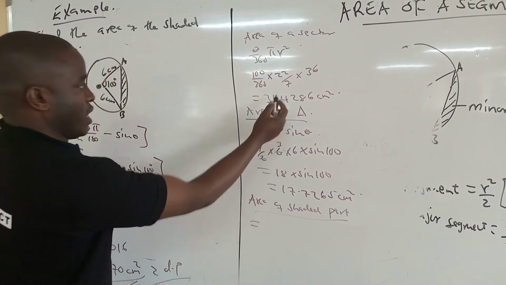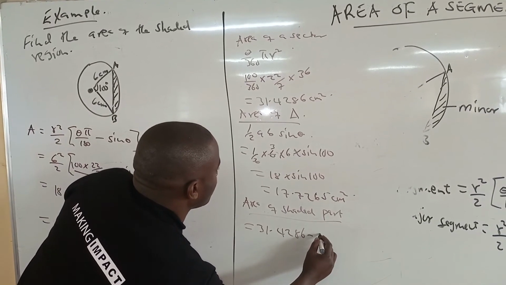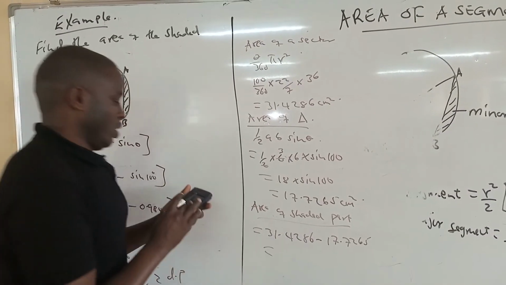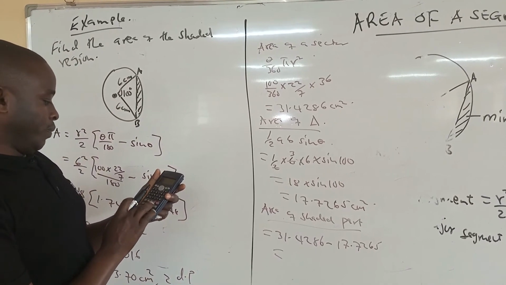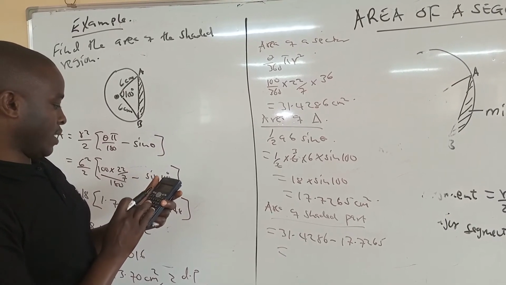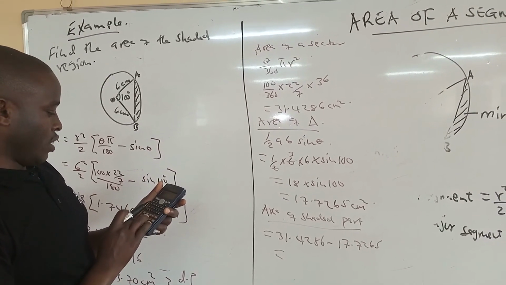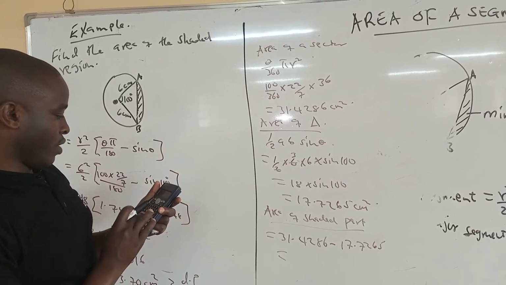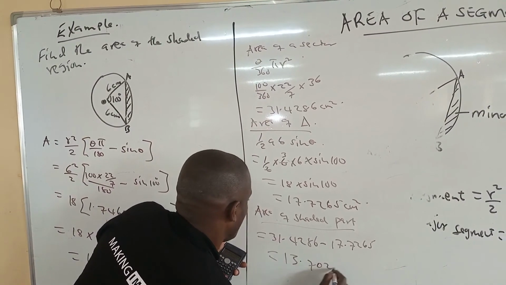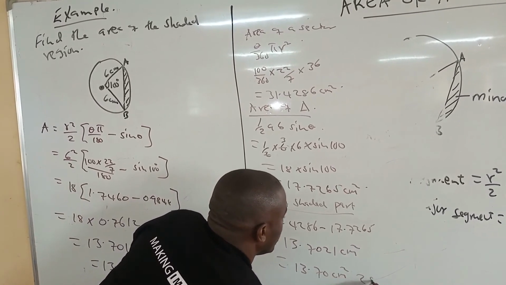The area of the shaded part will be equal to 31.4286 minus 17.7265. If we subtract the two, we get 13.7021 centimeters squared, which is equal to 13.70 centimeters squared, to 2 decimal places.